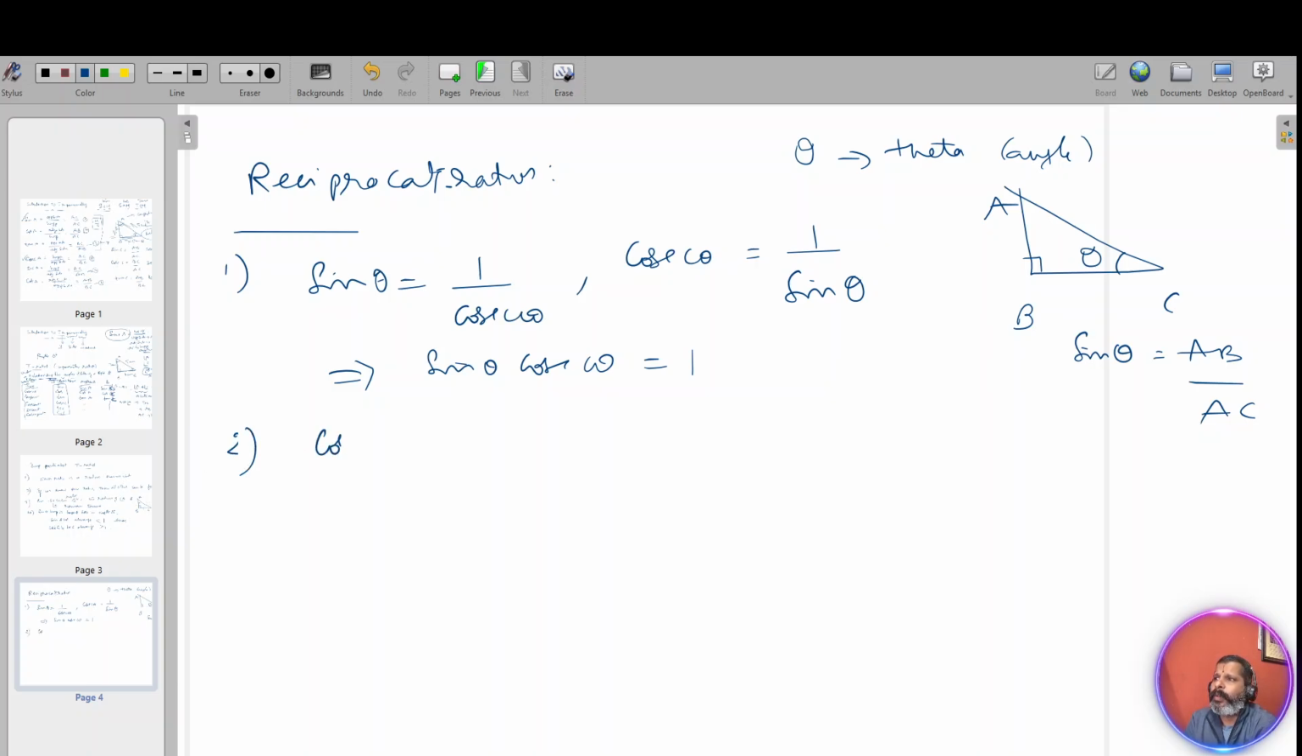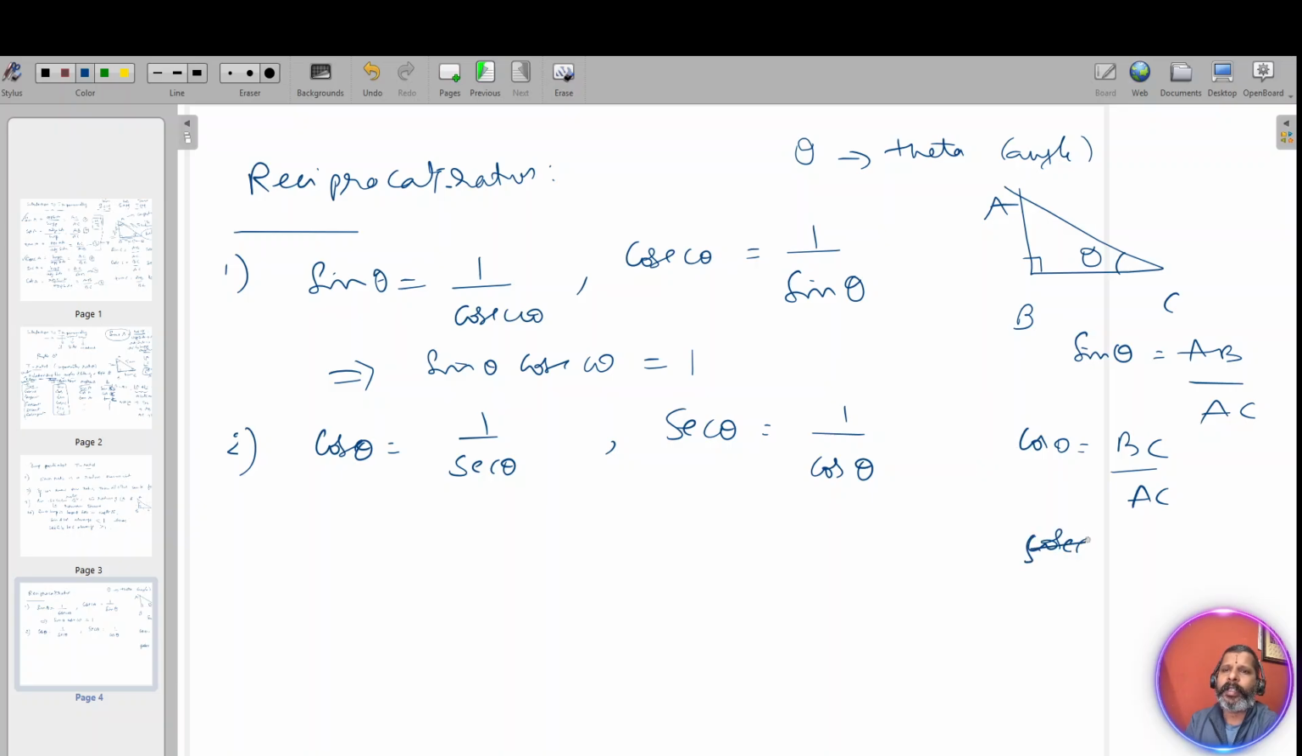Similarly, we have cos theta equal to 1 by secant theta, or secant theta is equal to 1 by cos theta. Can we check it out? So here, cos theta is adjacent by hypotenuse. Secant theta is hypotenuse by adjacent. So they are reciprocals. Again, their product will be 1 for us in the problems.